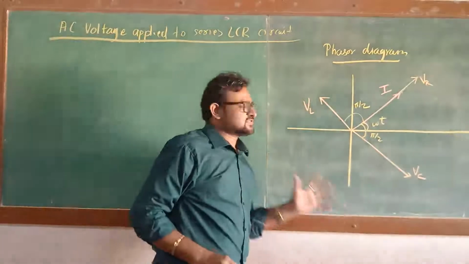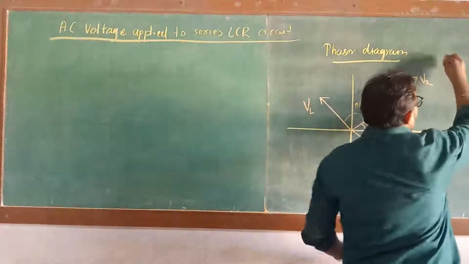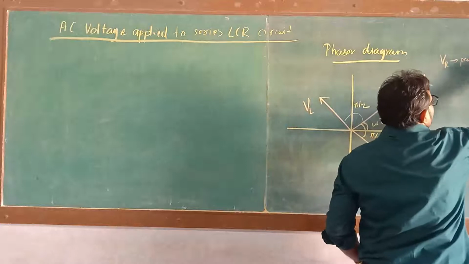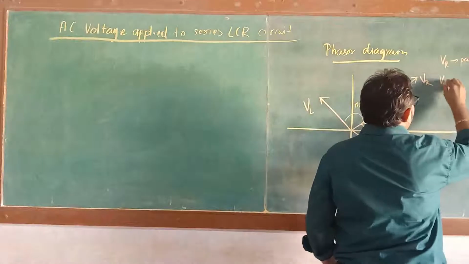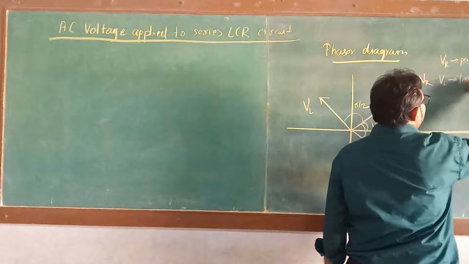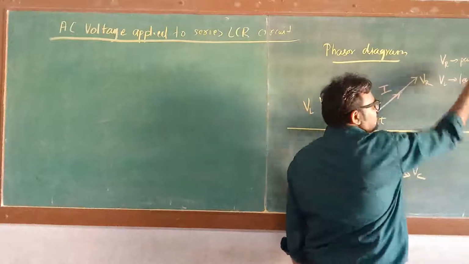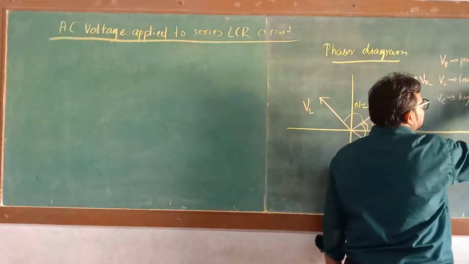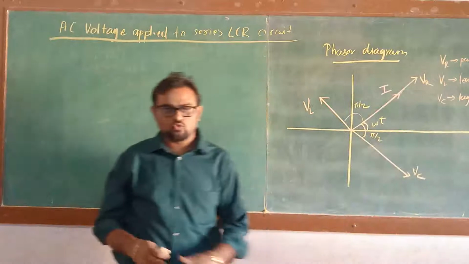Now in this phasor diagram, the phasor for the resistor voltage VR is parallel to I. The voltage for the inductor leads by pi by 2 with respect to R, and for the capacitor it lags behind by pi by 2.